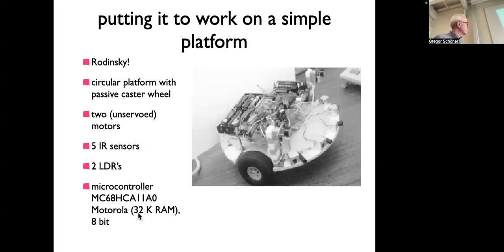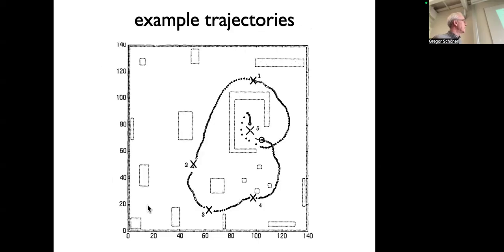Here's actually 32 kilobyte of RAM, a little bit more than I remember. It's 8-bit. Probably it doesn't exist anymore right now. That's this thing. We called it Rodinsky for some reason. Here, it worked. So here's an example of us recording. I'll show you a video in a moment. This is very much the thing you'll see. So it was able to navigate, so avoid obstacles and go to light sources.